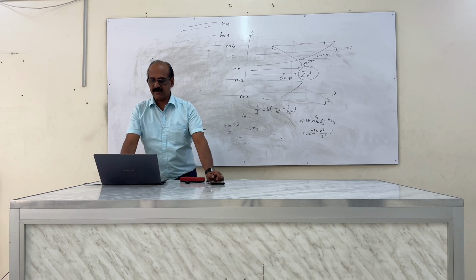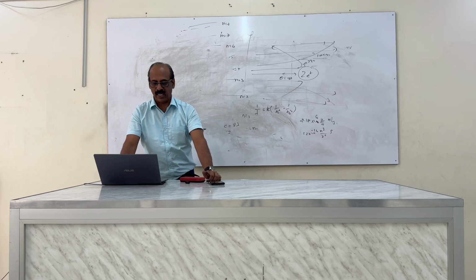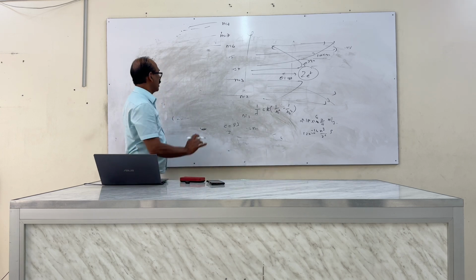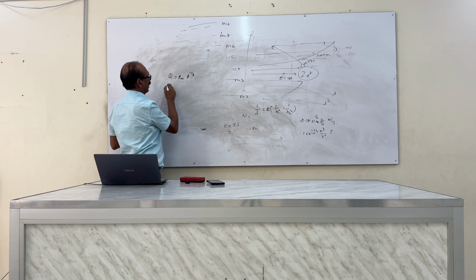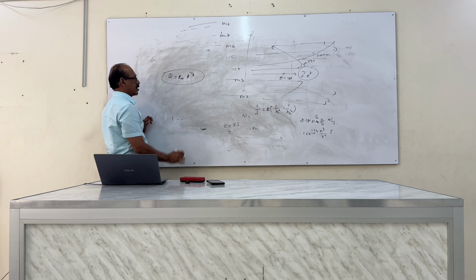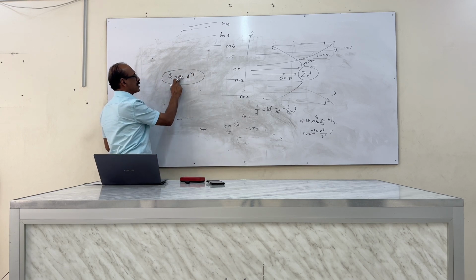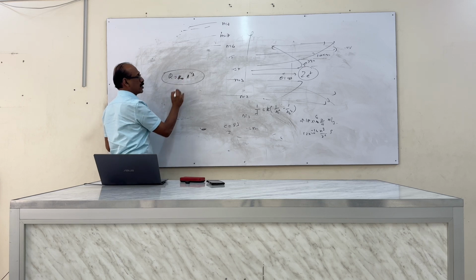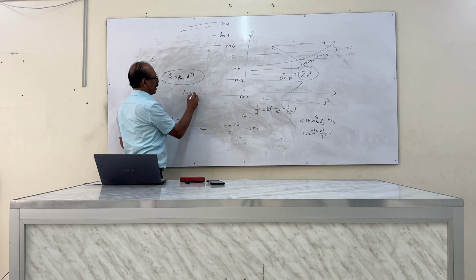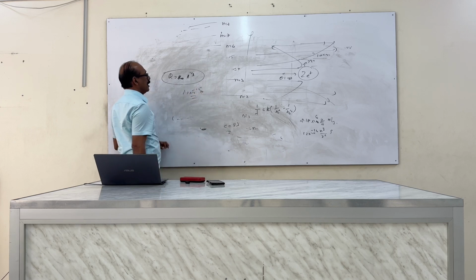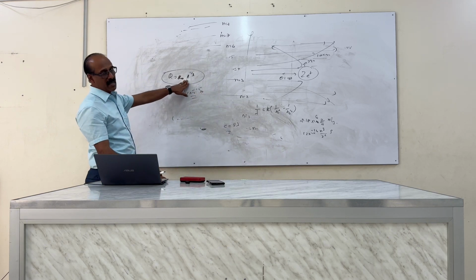For the first one, we will go in order: the size of the nucleus. From the size of the nucleus, the question R is equal to R0 A to the power 1 by 3. Questions based on this will be asked. This is actually the radius of a nucleus. R0 is an empirical constant, 1.1 into 10 to the power minus 15 meter, and A is the mass number.